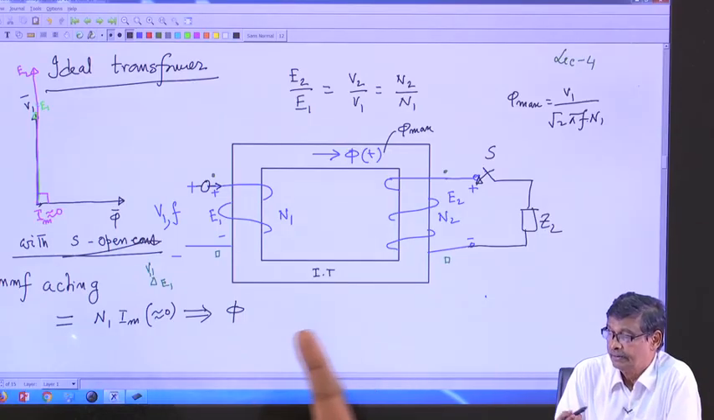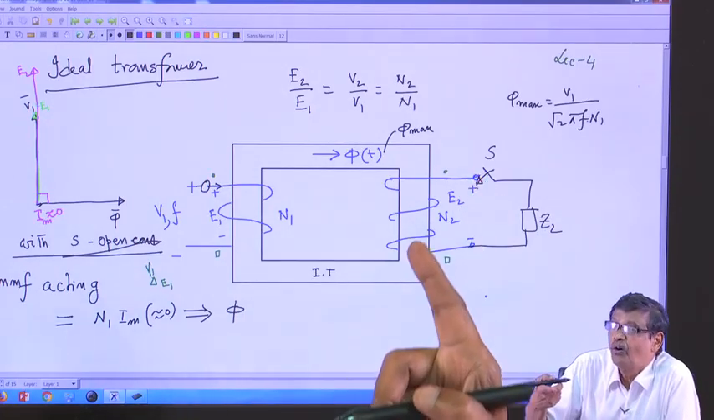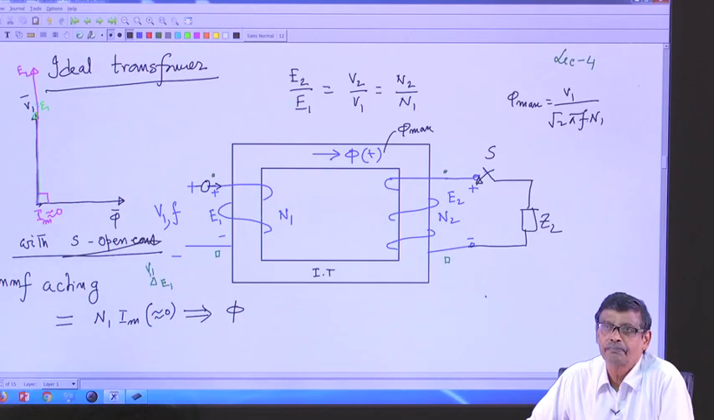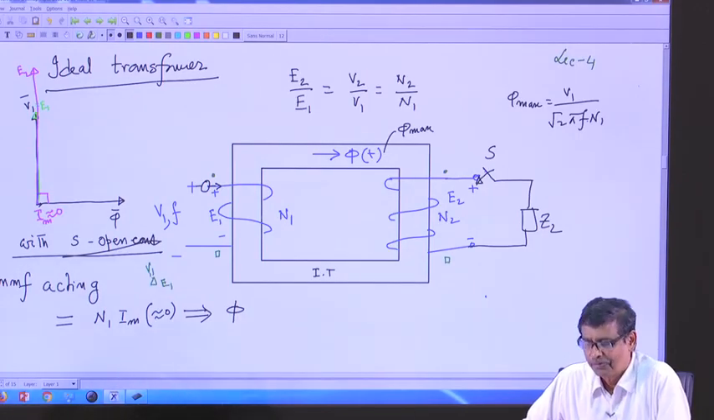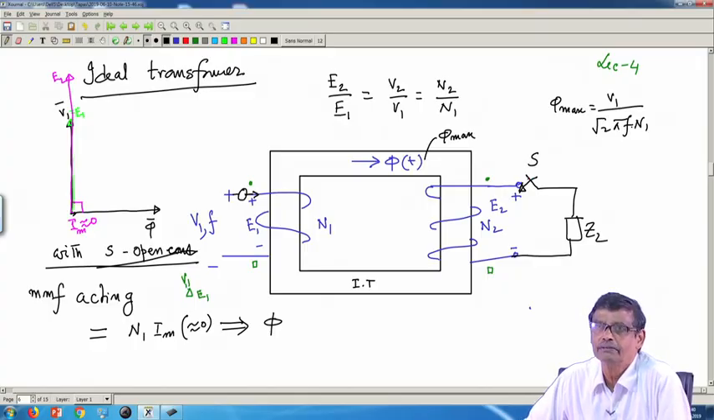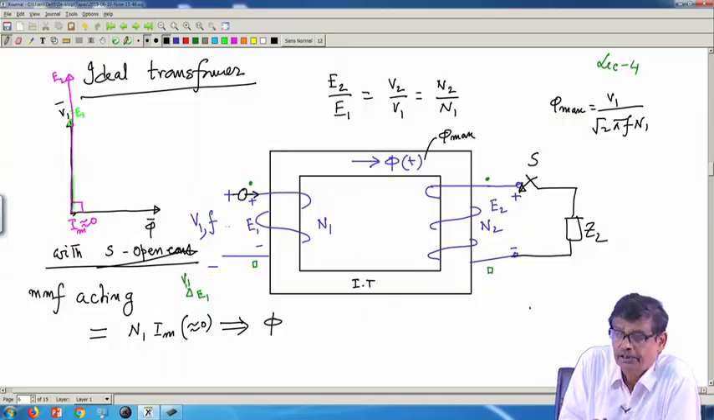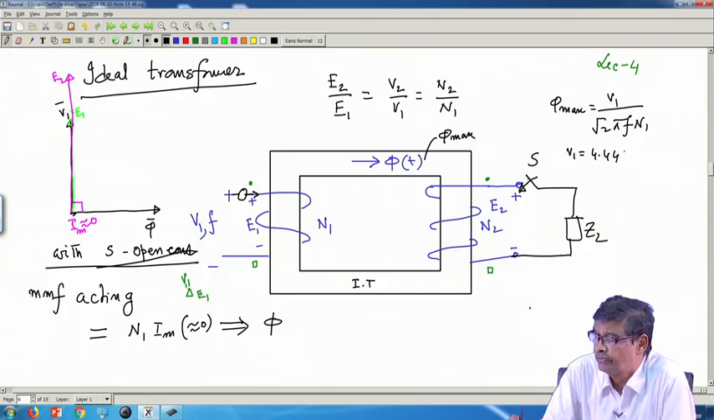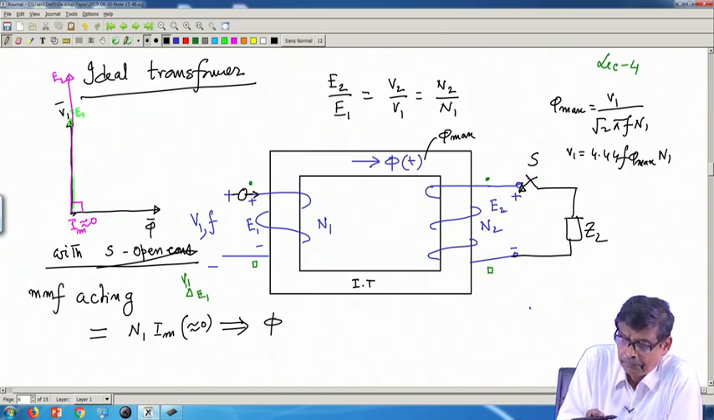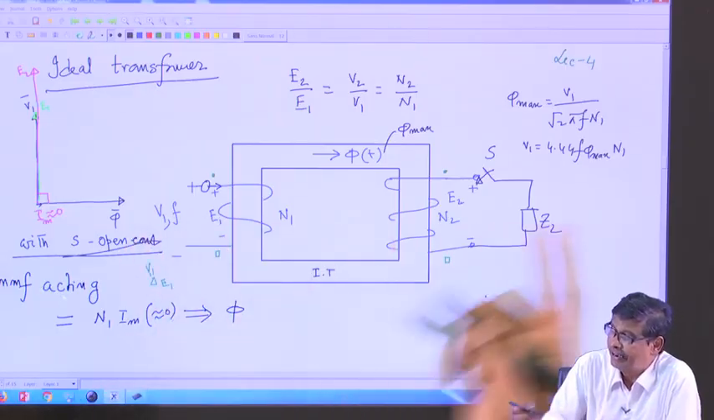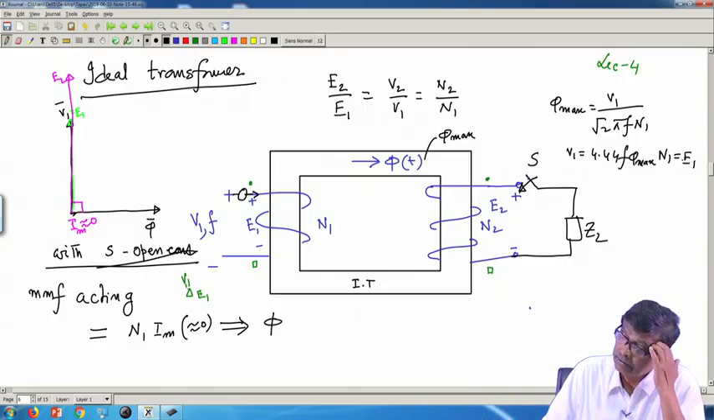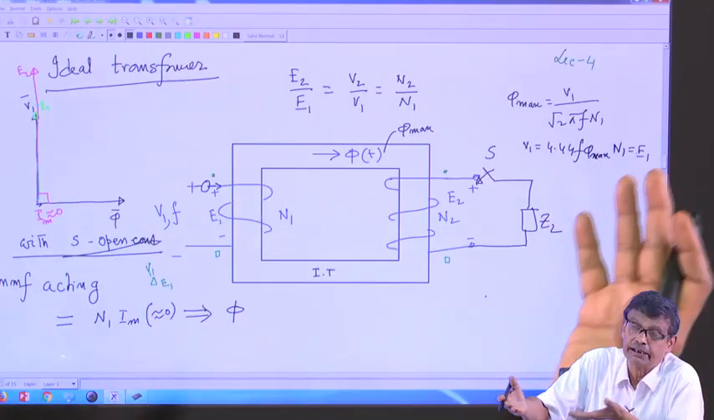Now, what I am telling, whether this switch is opened or closed, the flux in the core cannot change. That is what I am telling. That phi max and its frequency of course will remain same, flux must prevail. Why? Because primary has to satisfy the KVL equation, that is V1 equal to 4.44 f phi max into N1, V1 is fixed. So on the primary winding the KVL is to be satisfied, V1 equal to E1. Therefore, phi max cannot change, no matter whether you have connected something on the secondary coil or not.